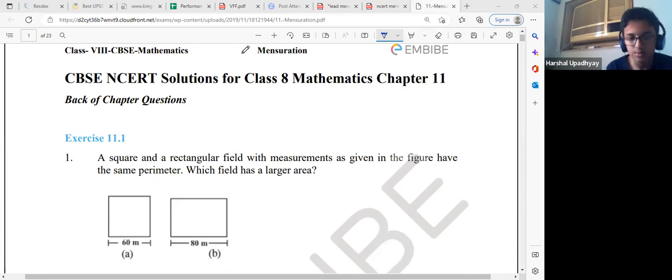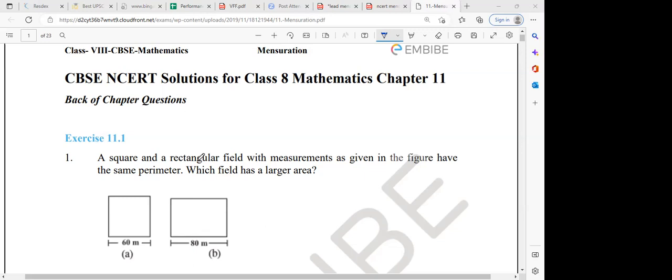Ma'am, but for the rectangle, they have not given the breadth. Yeah, that's the trick, sir. They have not given the breadth. That's a trick.